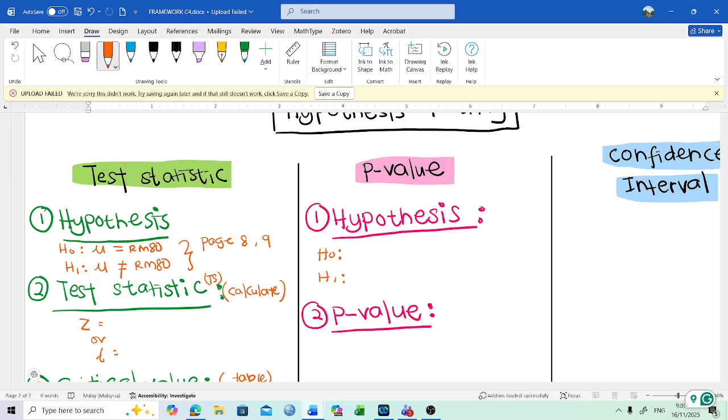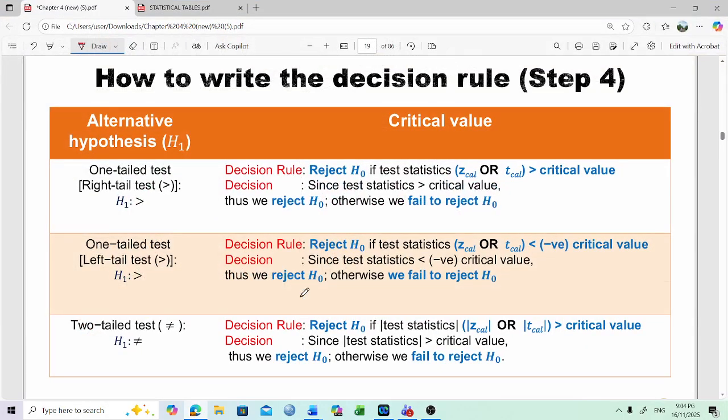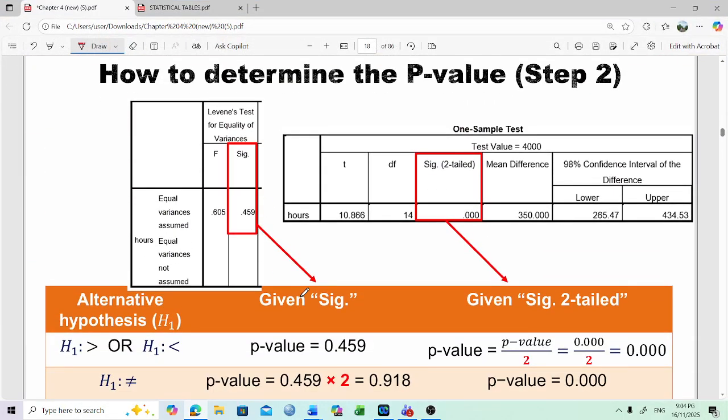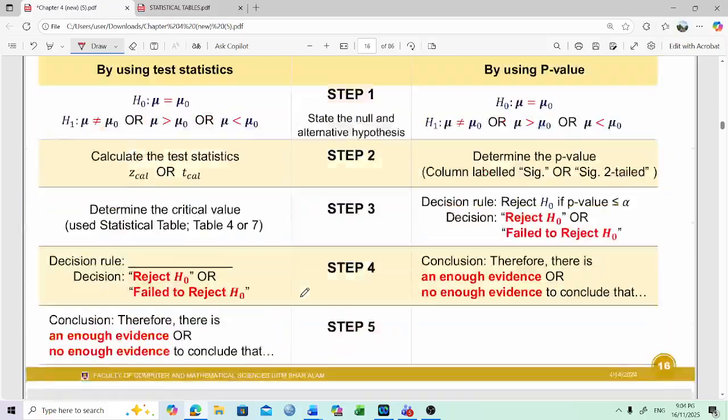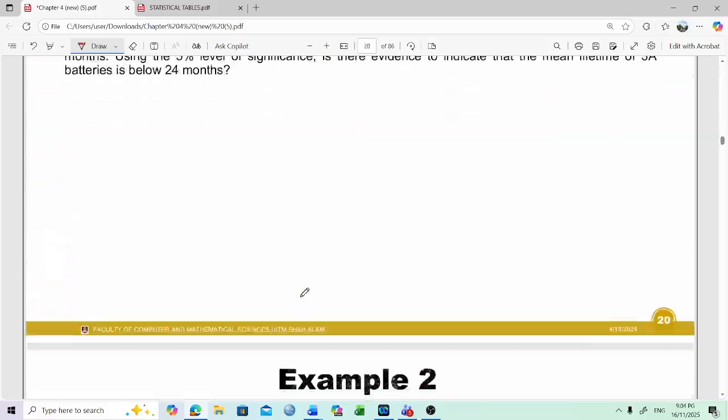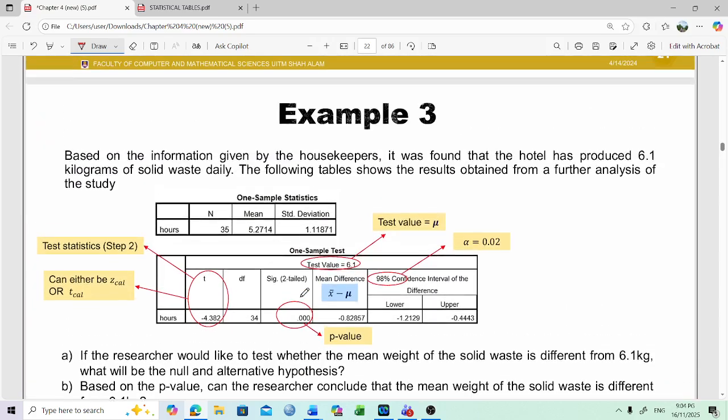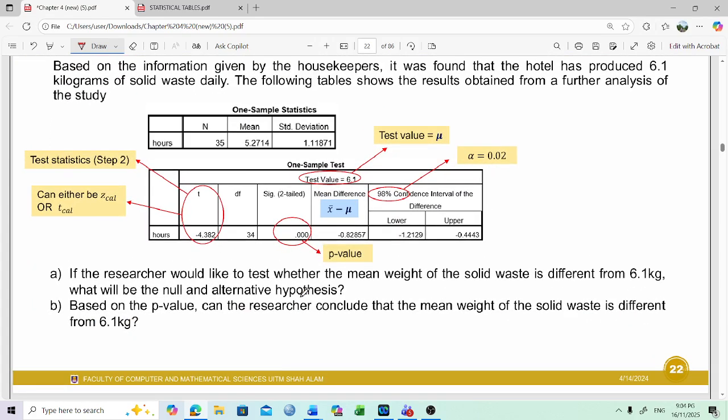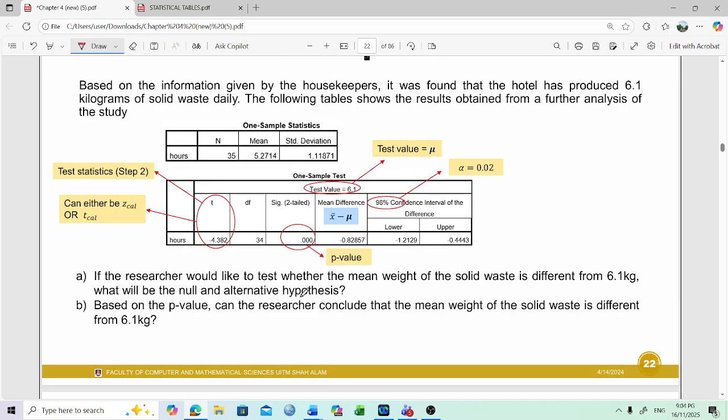Similar, you need to state this one. But it is different on the second step, which is the p-value. The p-value, you do not have to calculate. This value, you just take from the table. For example, let's see the slide. Okay, this one is on page 22.